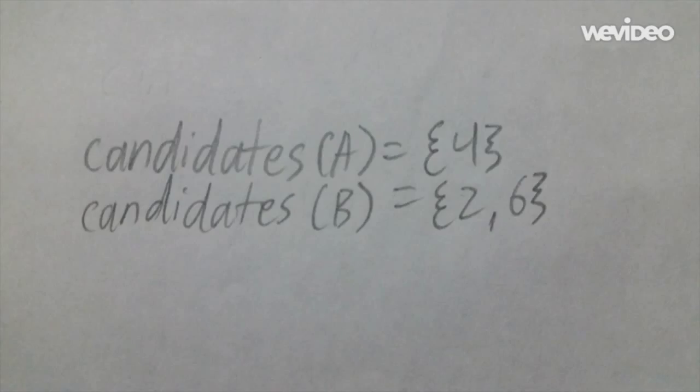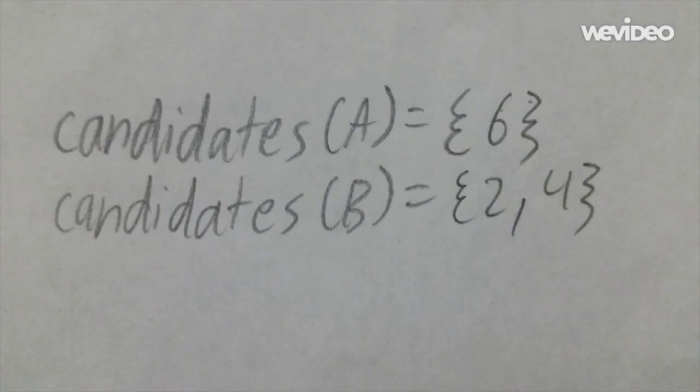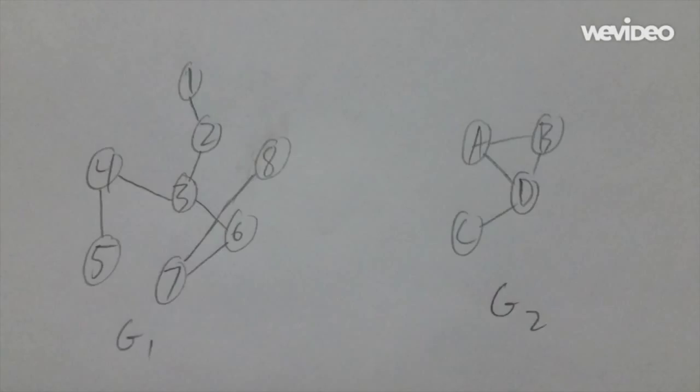By setting the candidates of A to 4 and to 6, we get the same results. Neither 2 and 6 can be a neighbor to 4, and neither 2 or 4 can be a neighbor to 6. Since no vertices can be mapped to A, this means that this subgraph is not isomorphic to G2.